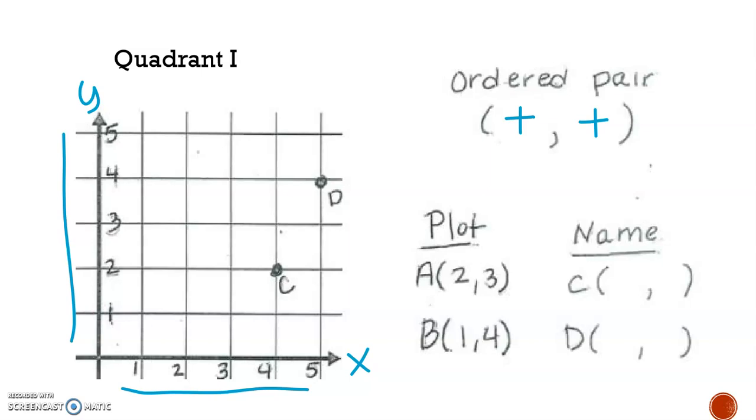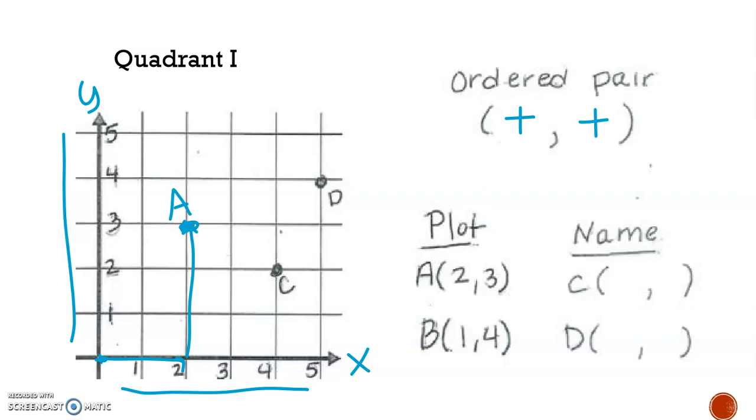Okay, so our first step is to plot A at 2, 3. So what this tells me to do is from the origin, I'm going to go over 2 and then up 3. You don't need to necessarily make these lines. I just did for the sake of the screen here. But then you're going to put a dot at that location and then label it with an A.